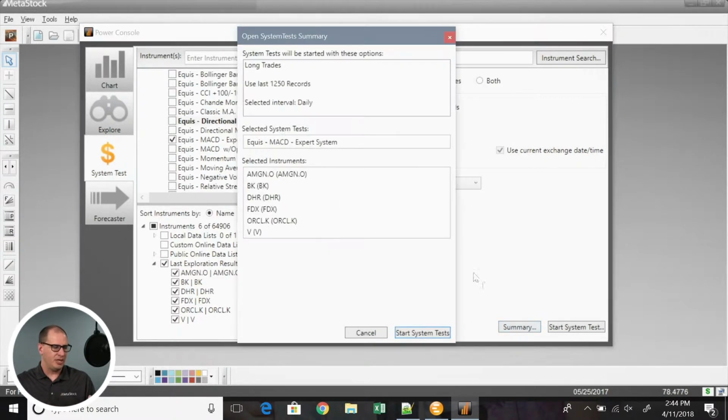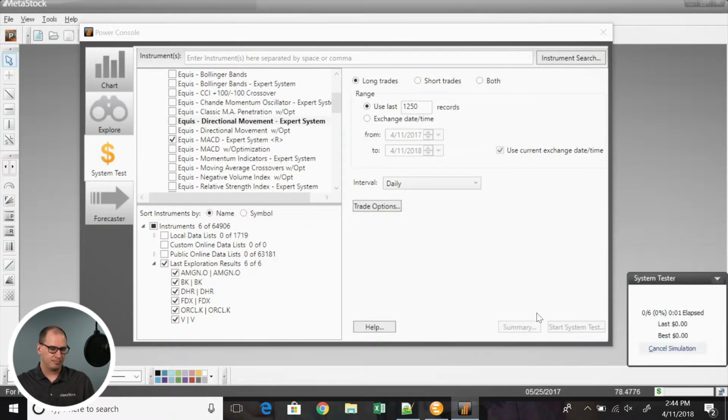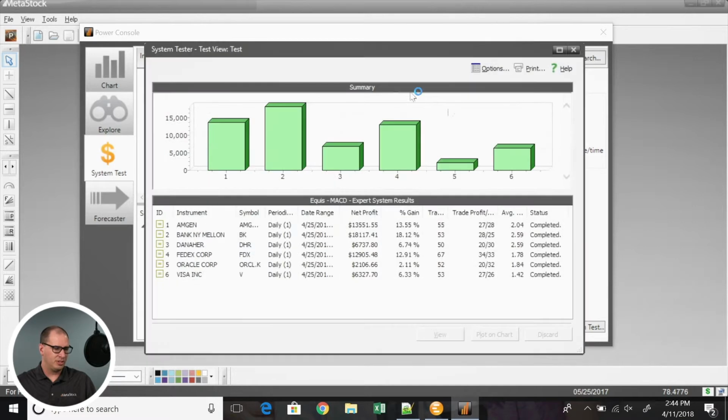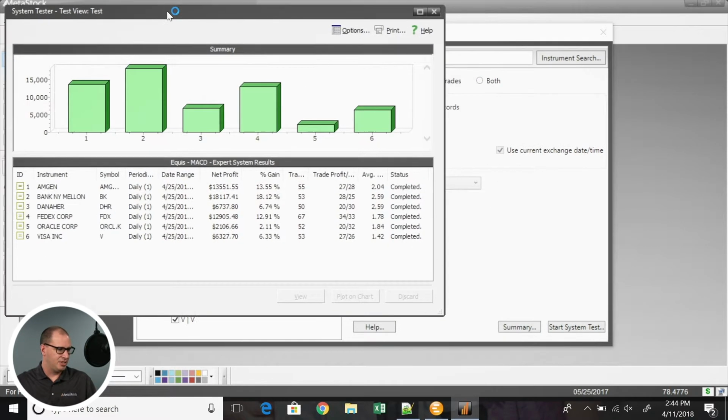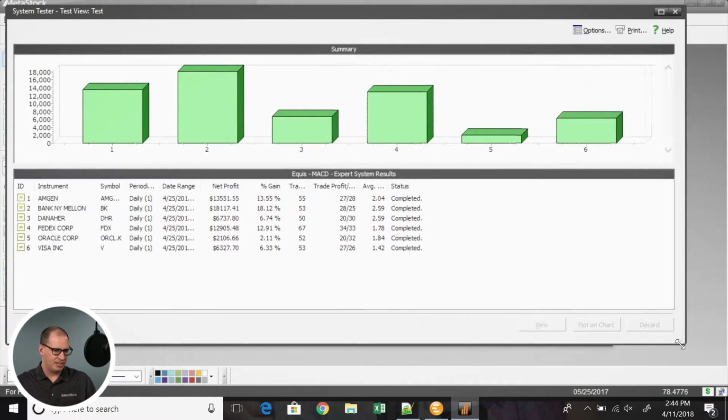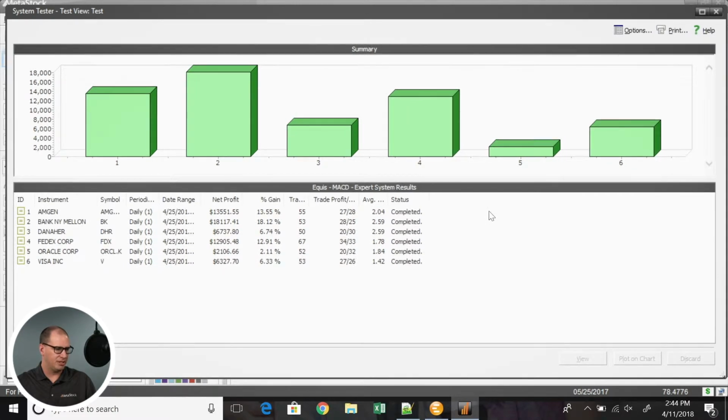And I could choose summary here. This will give me just a review of what I'm going to be doing. And let's go ahead and start our system test. Okay, so it went ahead and crunched all those numbers for me. Let's go ahead and view our results here. And I'm just going to maximize this a little bit so we can see it a little more clearly.